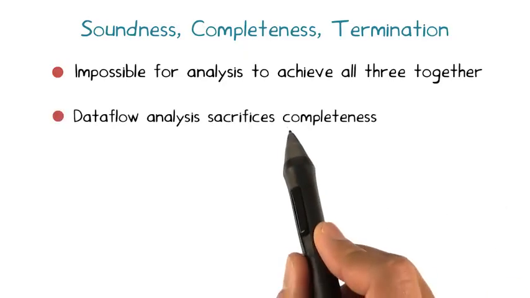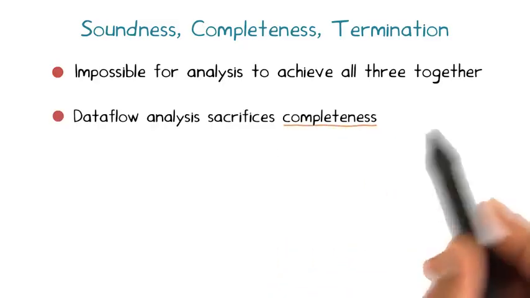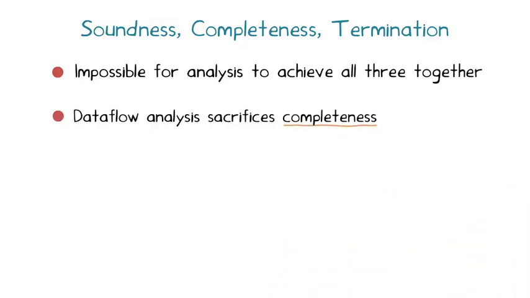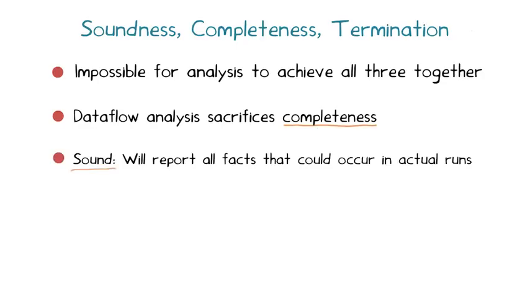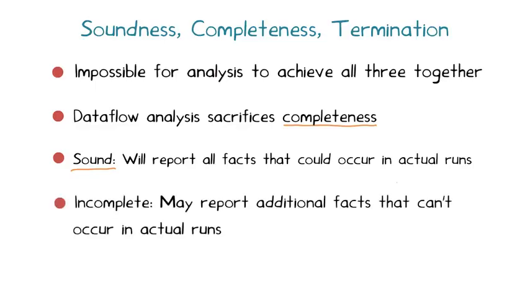Data flow analyses choose to sacrifice completeness but guarantee termination and soundness. Since data flow analysis is sound, it will report all data flow facts that could occur in actual runs of the program. However, because data flow analysis is incomplete, it may report data flow facts that can never occur in actual runs. Let's see next how a data flow analysis achieves soundness by sacrificing completeness.